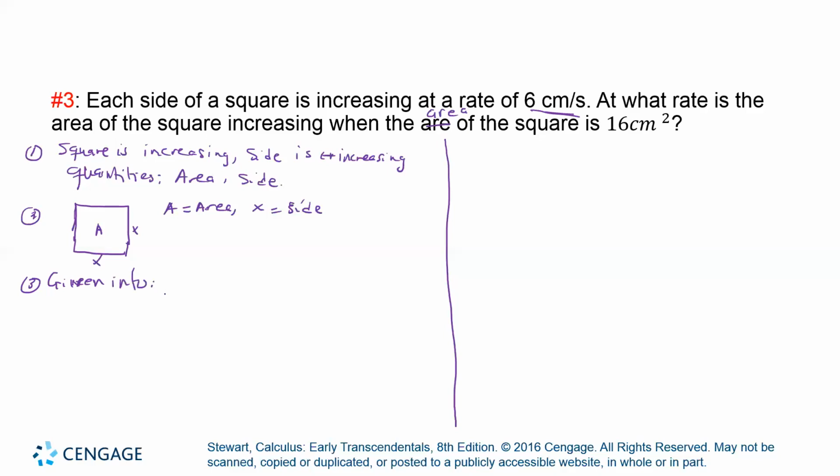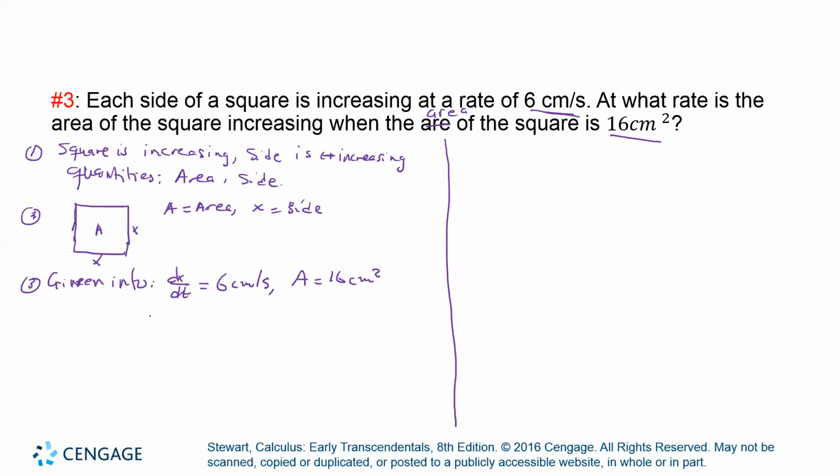What's the given information here? We know the rate. The side of the square is increasing. So if the side is x, we know that dx/dt is giving us what? 6 centimeters per second. And then we also know that the area is 16 centimeters squared. That is right here.